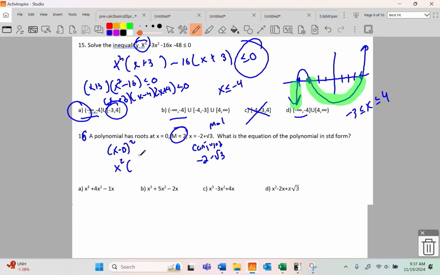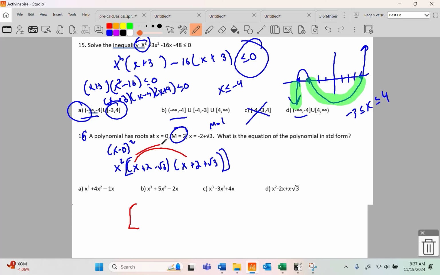If negative 2 plus root 3 is a 0, then x plus 2 minus root 3 is a factor. And the conjugate was negative 2 minus root 3, so x plus 2 plus root 3 is also a factor. Signs change, kids. We've been over that. All right. This looks really bad, but it's not. I promise you it's not.